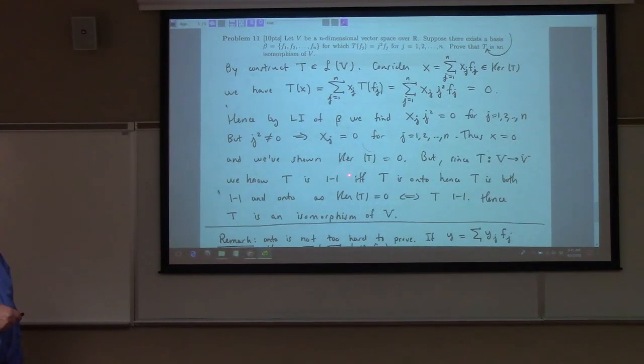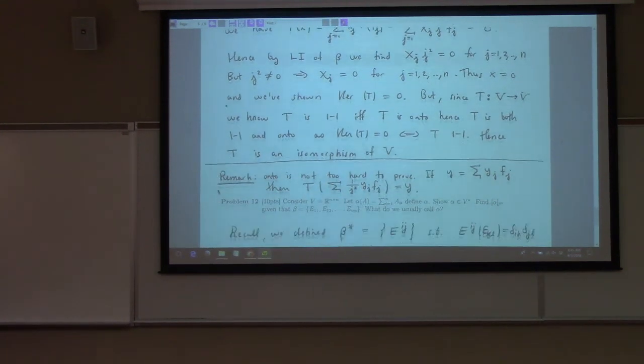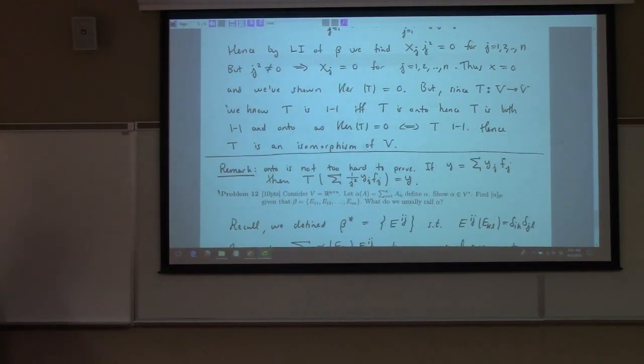Consequently, it's 1 to 1, but it's also onto because, again, this is a linear mapping from V to V. It's an endomorphism. So T is both 1 to 1 and onto, and so it's an isomorphism of V. I have the proof of onto down here if you wanted to go that direction. If you pick y in V, then y is mapped to by the sum of 1 over j squared, y_j f_j. So when you feed this to T, it multiplies by j squared and spits back out y again, which proves onto. Anyway.